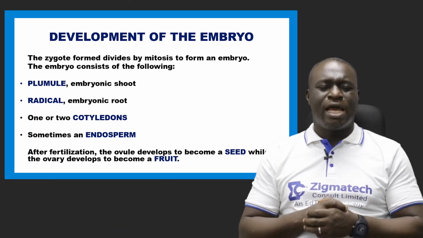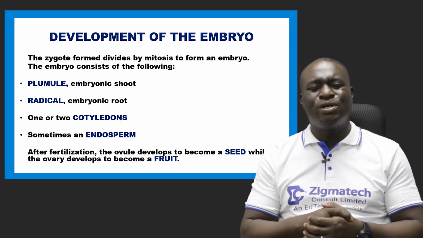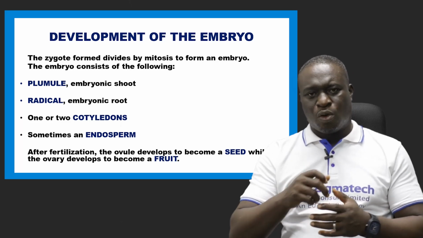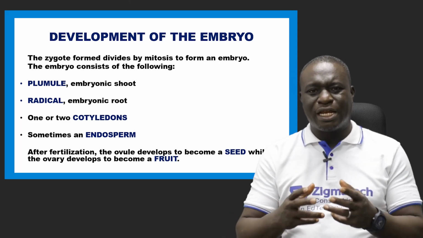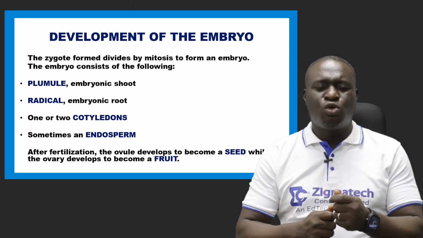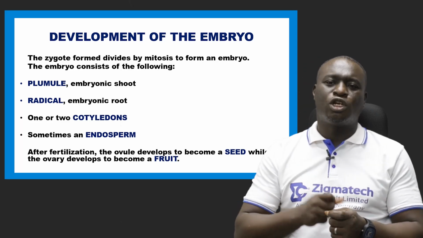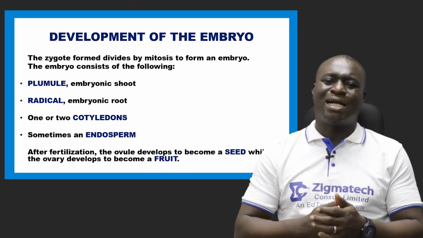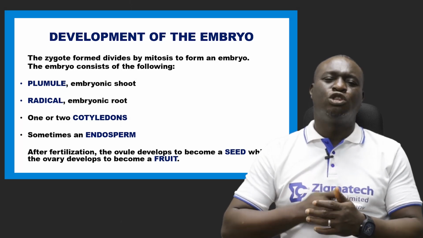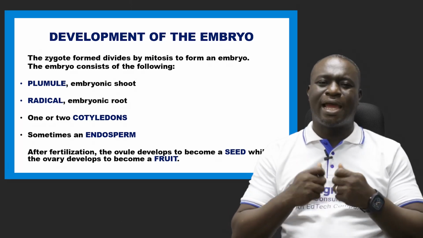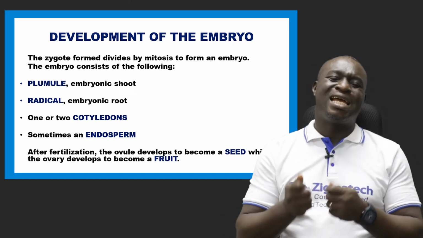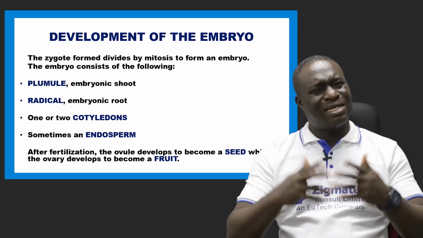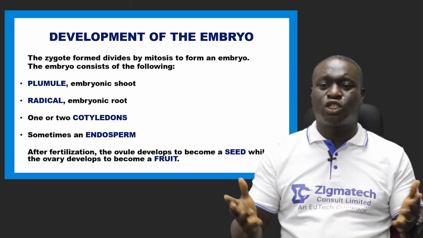Now, the plumule can also be called the embryonic shoot, or it is what forms the stem. Okay, once the embryo starts developing into a young plant, it is the plumule that develops into a stem. So we call the plumule the embryonic shoot. That is the shoot of the plant. While the radicle forms what we call the roots, and so we call it the embryonic root. And then the cotyledons form the leaves. That's why we call them the seed leaf. And that's what makes up a plant.